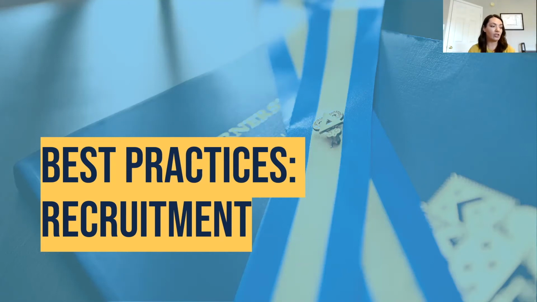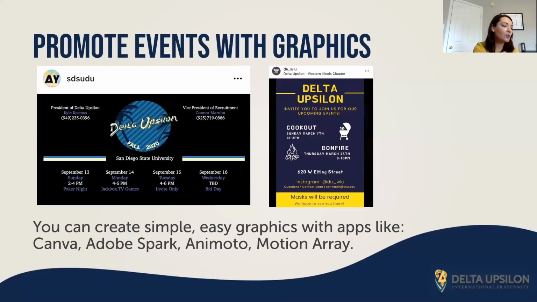As chapters have shifted to virtual and hybrid recruitment models, social media, like I said, has been really important to reach potential members and to promote DU, and this work really should continue as we move forward. The first really easy thing chapters can do is just promote their events with graphics. We've got two examples on the screen of posts from San Diego State and Western Illinois that they've posted within the last week or so. I guess San Diego State was a while ago.